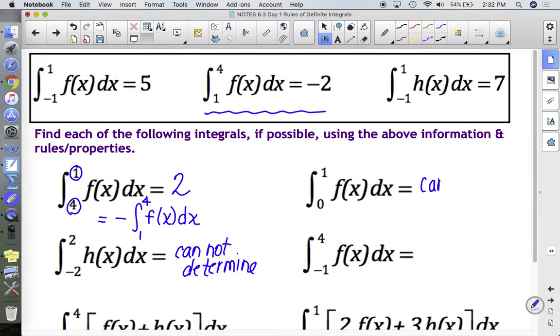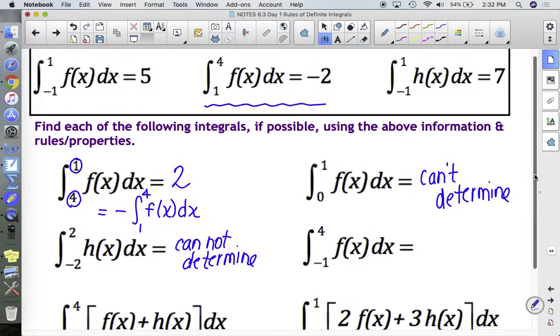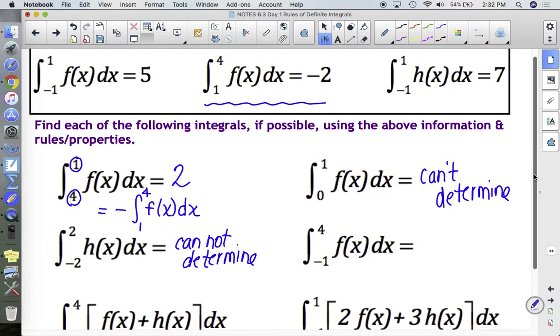Same for 0 to 1 of f of x. I can't tell. And the reason is when you look at what we know about f of x, we know what happens from -1 to 1, but we don't know if that's an equal amount of area from -1 to 0 and from 0 to 1. And therefore, without knowing more about the curve, we have no property that lets us do anything proportionally, because again, we don't know about what the shape of the curve is.